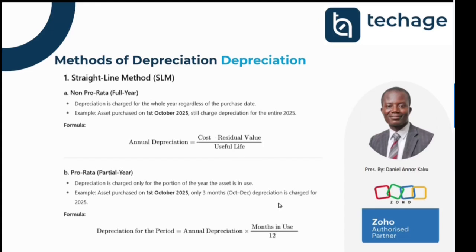And when it comes to the straight line method, depreciation is calculated on a straight line basis. What it means is that if the asset is going to be used for 5 years, you divide the amount by the number of years. If it is in months, it is going to be 60 months. Divide the cost or the depreciable amount by the 60 months. So every year or every month, depreciation is going to be the same.